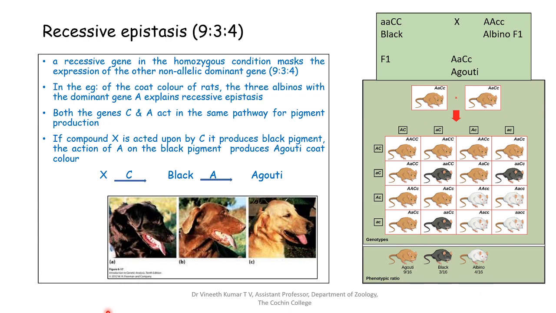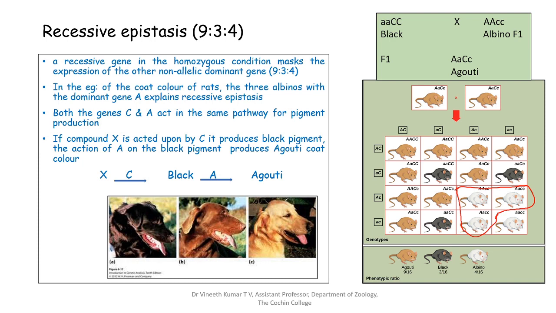Here we can take two examples. First, we will take the example of the supplementary gene itself. If you see, the ratio is the same. That of the supplementary gene as well as recessive epistasis is the same, that is 9 is to 3 is to 4. So when we explain recessive epistasis, we are going to explain it with these three individuals.